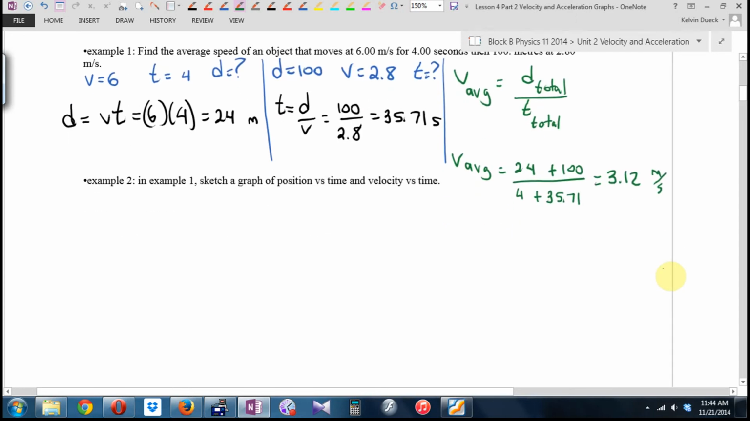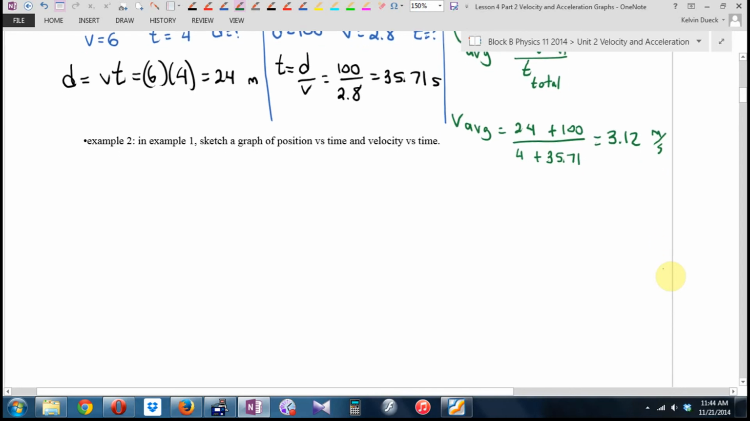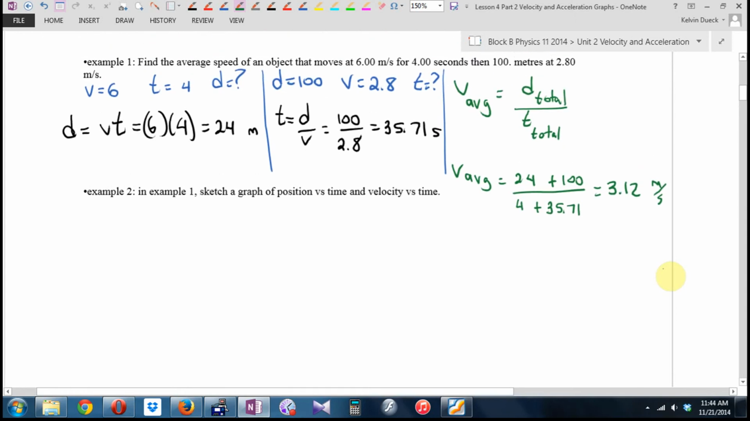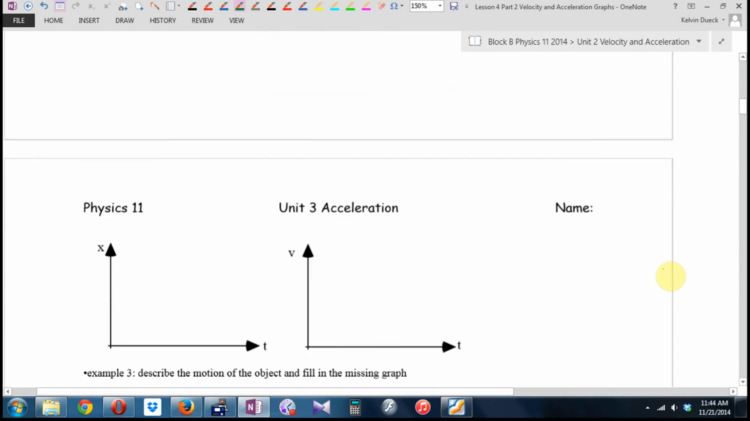Example 2 says, sketch a graph of position versus time and velocity versus time. I'm going to pass on that because this graph is a bit of a yucky graph just because of how many seconds elapsed in the first section? 4. How many seconds elapsed in the second section? 35. I'd be drawing a graph that had one section 4 seconds long and another section 35 seconds. I didn't pick a good scale. I like the question for the contrast. I don't like the question for the graphing. So, next page.